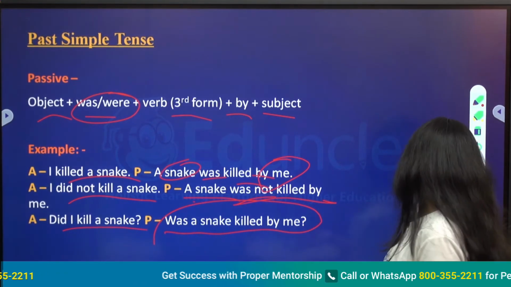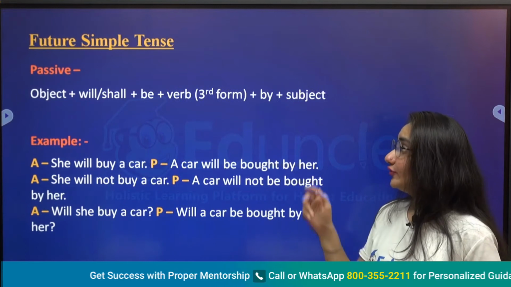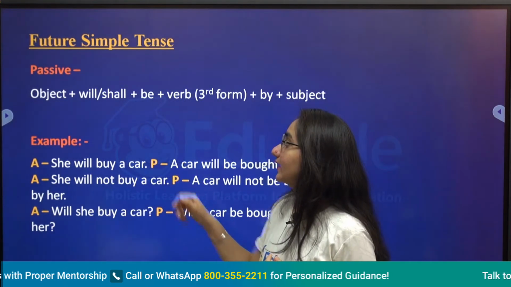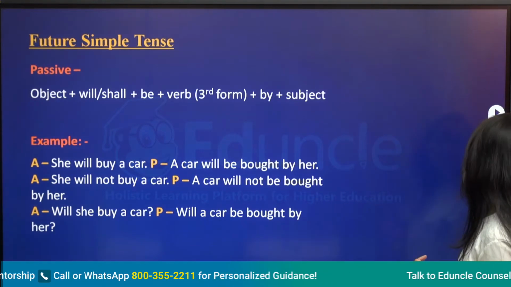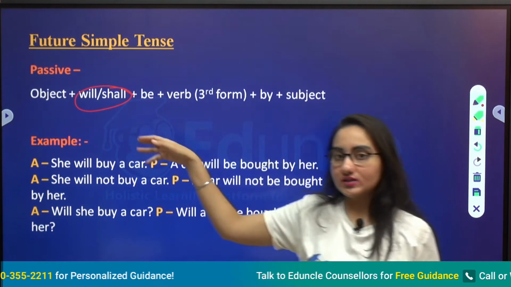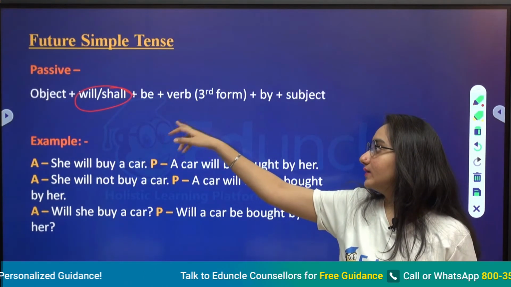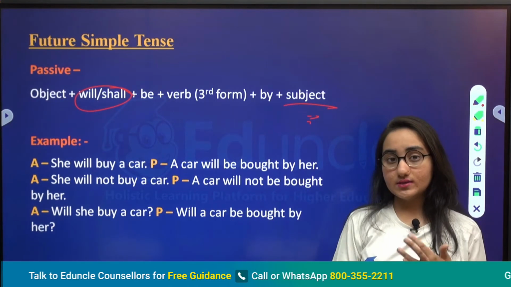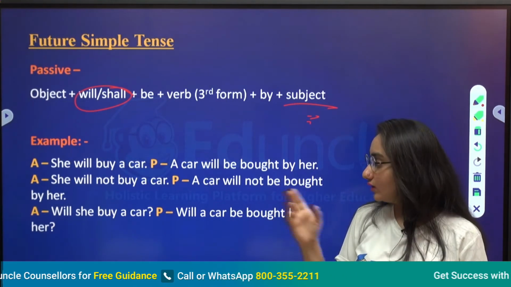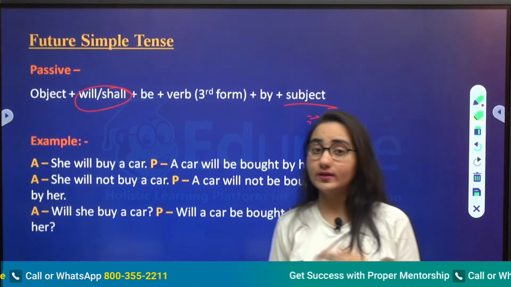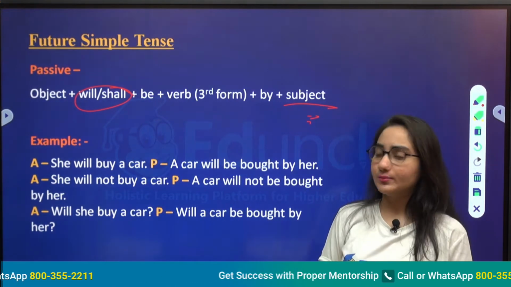Now if I talk about the future simple tense, the only difference lies again in the will/shall, that is after the object part. So: object plus will/shall plus be plus third form of the verb plus by plus subject. So this is future simple tense. Now let me take an example: she will buy a car. This is the thing which will be done in the future, that is the future simple tense.